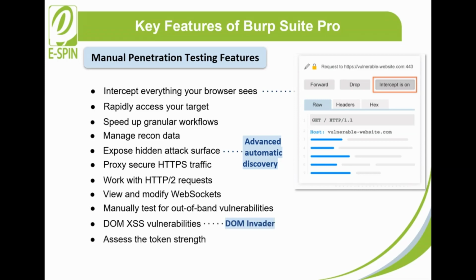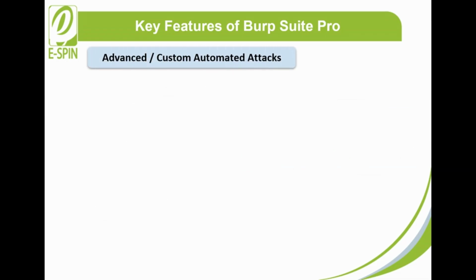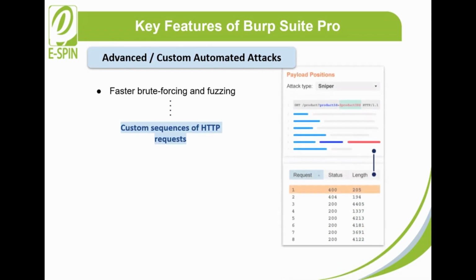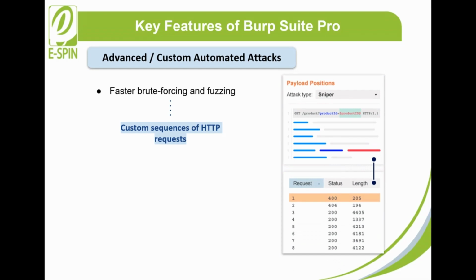Assess the token strength. Advanced or custom automated attacks provide faster brute forcing and fuzzing through custom sequences of HTTP requests containing multiple payload sets. Query automated attack results by capturing automated results in customized tables, then filter and annotate to find interesting entries and improve subsequent attacks. Easy way to generate CSRF proof of concept attacks.